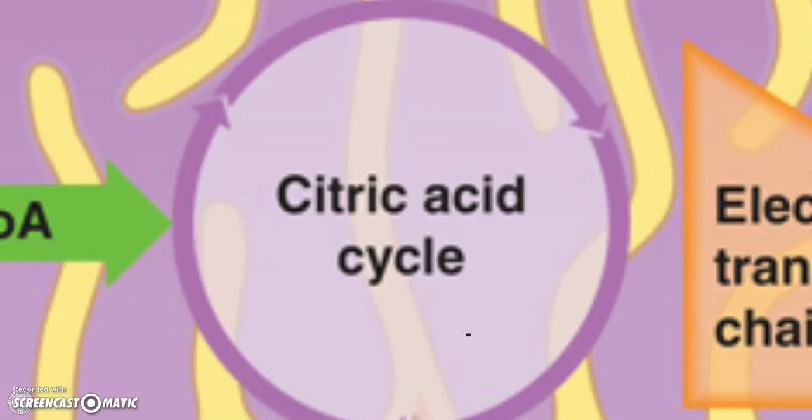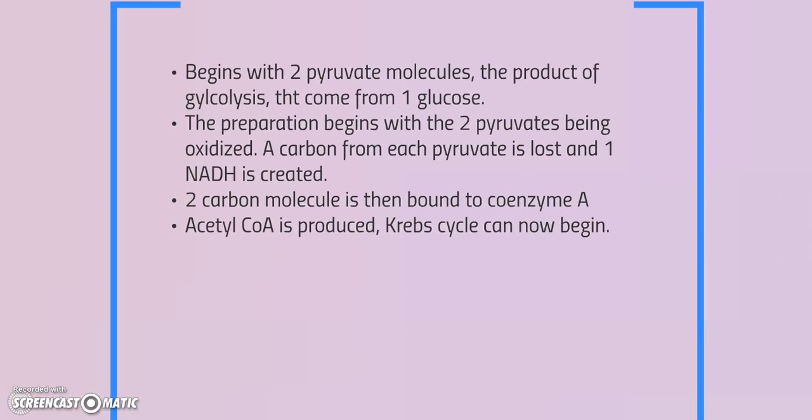So let's get into the citric acid cycle. It's also known as the Krebs cycle, but it begins with 2 pyruvates, which is the product of glycolysis. And these 2 pyruvates are derived from 1 molecule of glucose. So remember, 2 pyruvates per 1 glucose. The first step of this process is arguably either part of the Krebs cycle or just a preparation. But for our sake, we're going to associate it with the citric acid cycle.